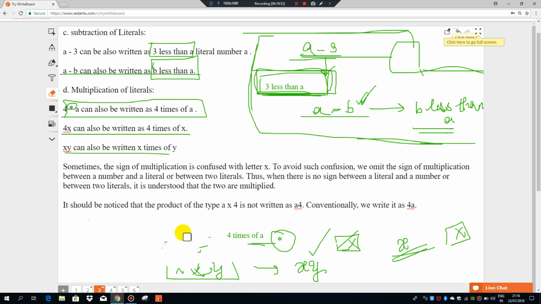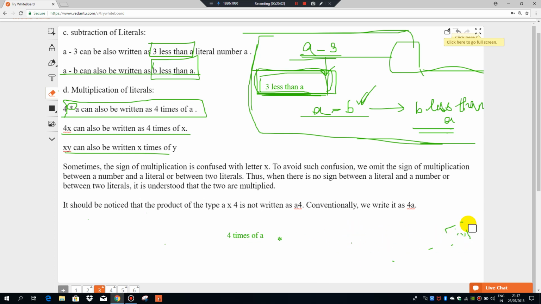Hence, if they have given an expression a into 4, in that case we don't write a4. In that case, we usually write 4a. Okay, 4a we usually write.